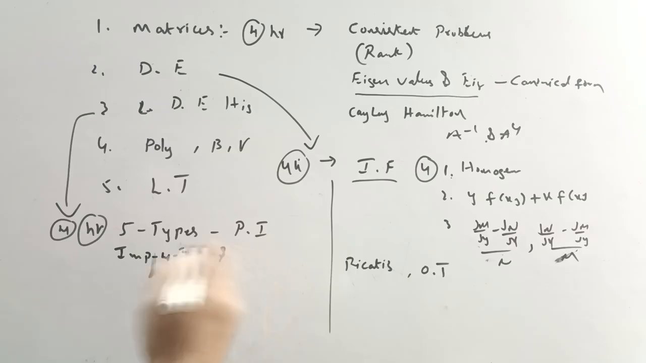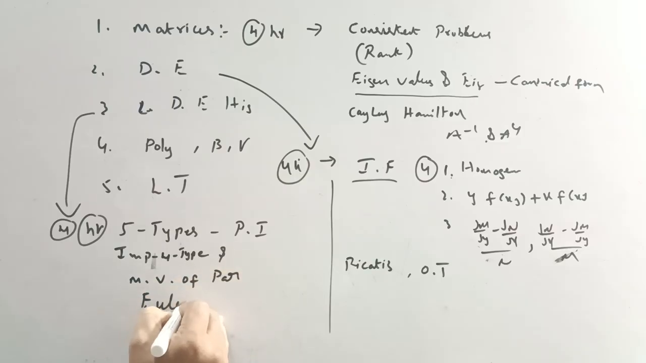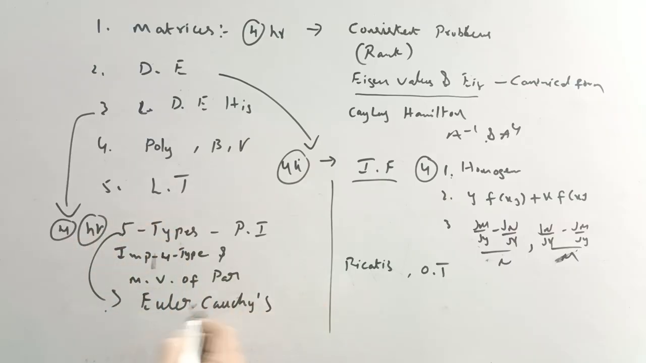So including the second type and all, then you have the method of variation of parameters. Then compulsory question he is asking Euler-Cauchy. Why he is asking Euler-Cauchy? Euler-Cauchy will cover all the 5 methods. So this is compulsory, he is asking the Euler-Cauchy method. 100% he is asking one question, ma.